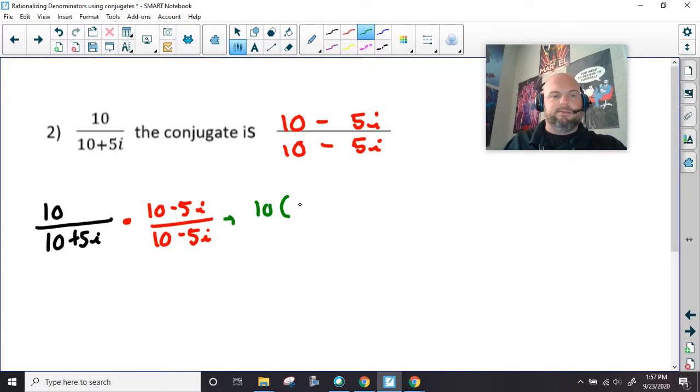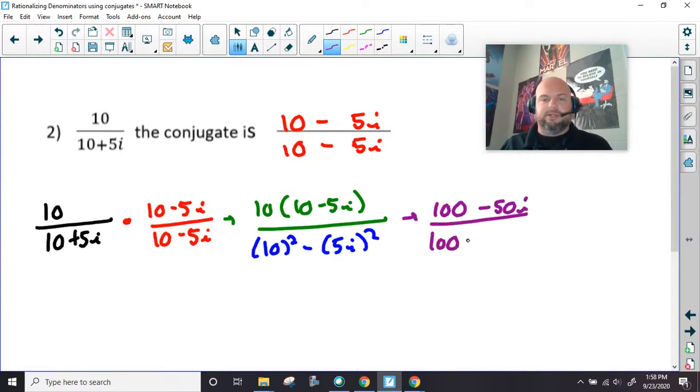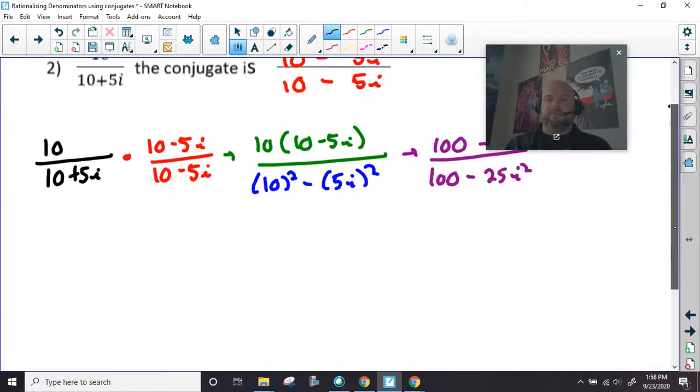All right, and then on the bottom, 10 squared minus 5i squared. And sometimes it cleans up really well. Like this one, I can actually do pretty quick because it's really easy numbers with 10s and 5s. So it's going to be 100 minus 50i over 100 minus, now this is going to be 25i squared. But remember that 25i squared, well, come down here.